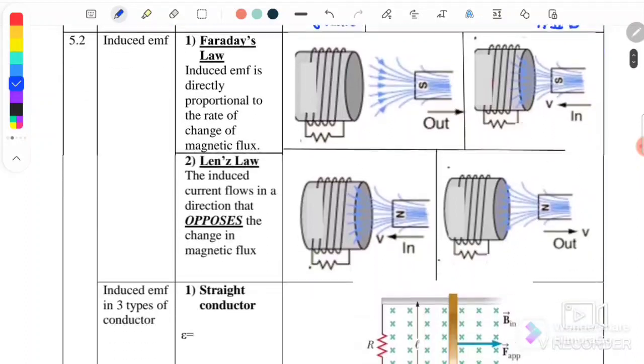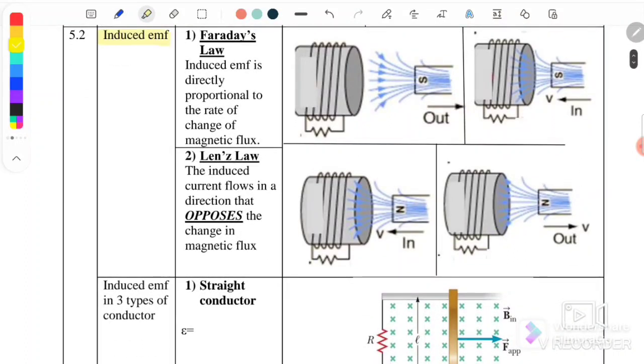Next we go to 5.2, induced EMF. For induced EMF we have to apply 2 laws. The first one is Faraday's law, which states that the induced EMF is directly proportional to the rate of change of the magnetic flux. So our equation: induced EMF is directly proportional to d flux over dt.